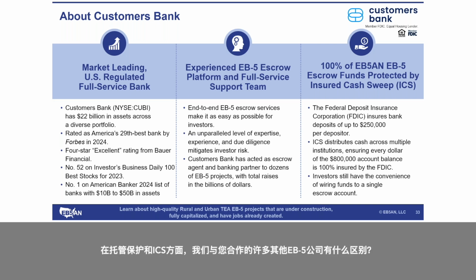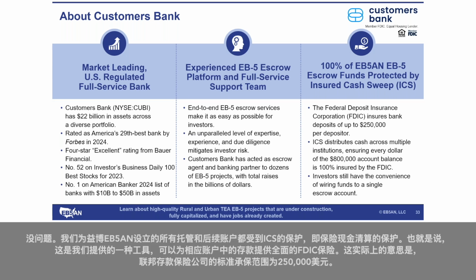What sets us apart from a lot of the other EB-5 companies that you work with in terms of the escrow protections and the ICS? Sure. So all of the escrows and subsequent accounts that we have with EB-5AN are protected by something called ICS. That's Insured Cash Sweep. That's a vehicle that we offer that provides for full FDIC coverage for the balances that are held in the respective accounts.